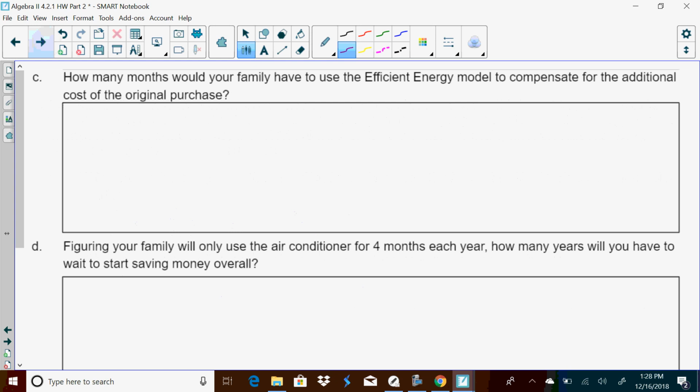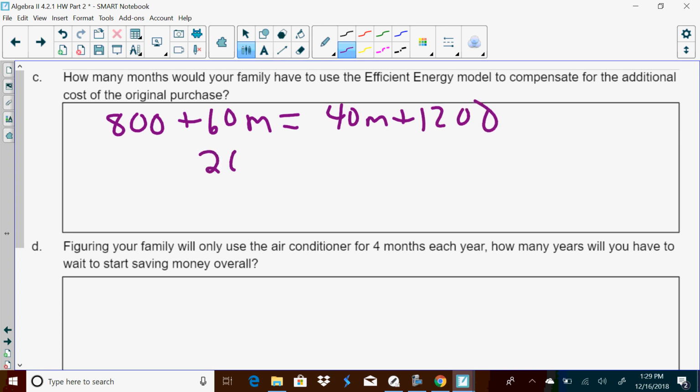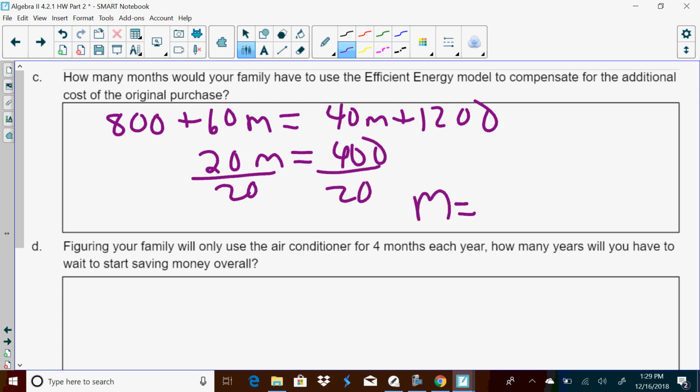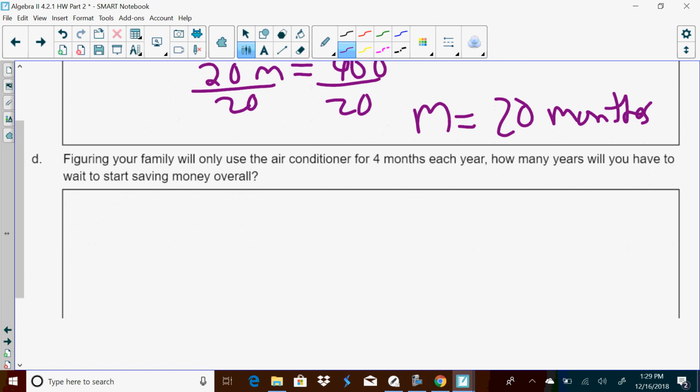Part C says how many months will your family have to use it to compensate for it. So we would set them equal to each other. So I get 20M equals 400. So M would equal 20 months. So then figuring your family will only use the air conditioner 4 months a year. How many years will you have to save? So it's 20 divided by 4. So that ends up being 5 years.